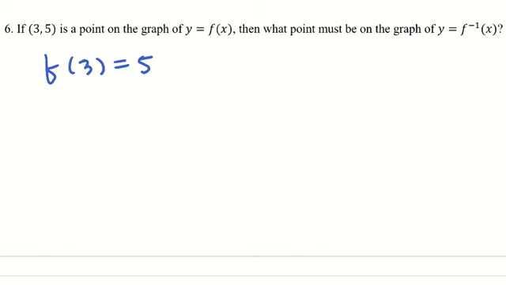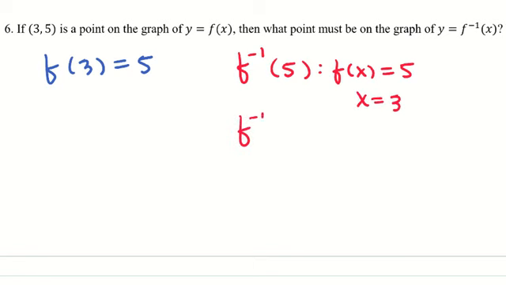But what I could say is that, if I'm interested in f inverse of 5, that's solving for x where f of x equals 5. And that's x equals 3. So you'd say that f inverse of 5 equals 3, meaning that the point (5, 3) must also be on the graph of y equals f inverse.